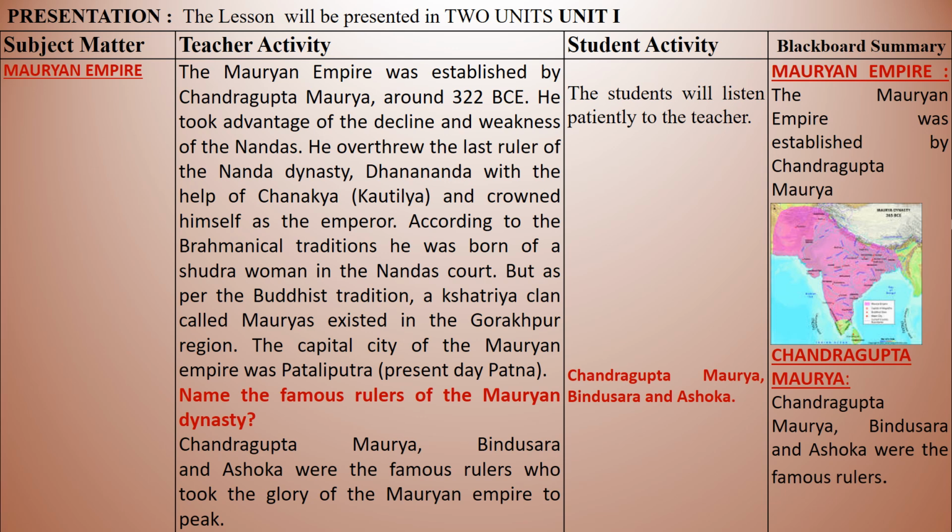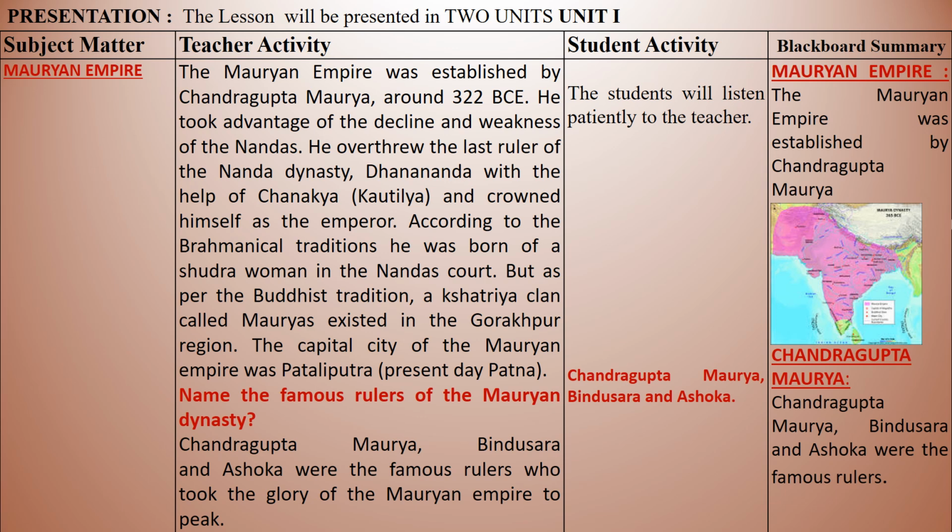According to Brahminical traditions, he was born of a Shudra woman in the Nanda court. But as per the Buddhist tradition, a Kshatriya clan called Mauryas existed in Gorakhpur region. The capital city of the Mauryan Empire was Patliputra, that is present-day Patna.